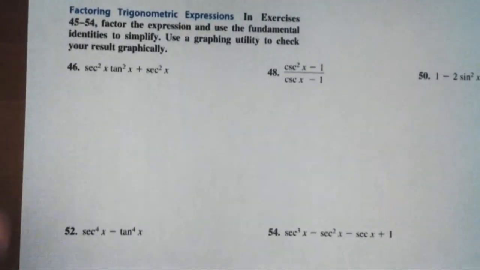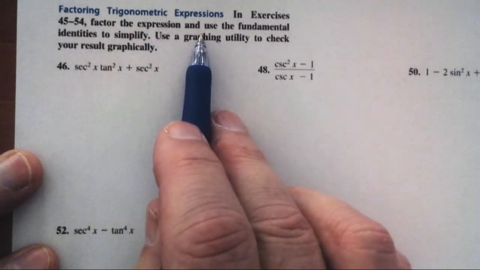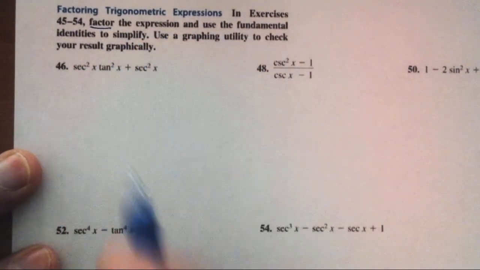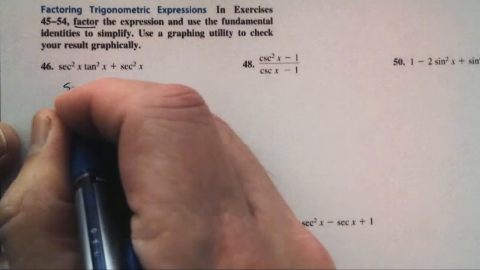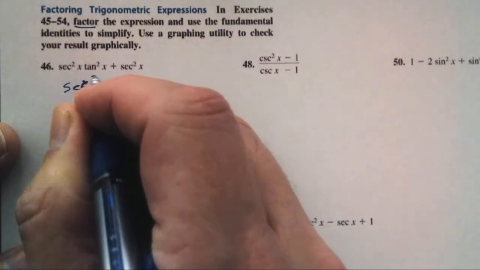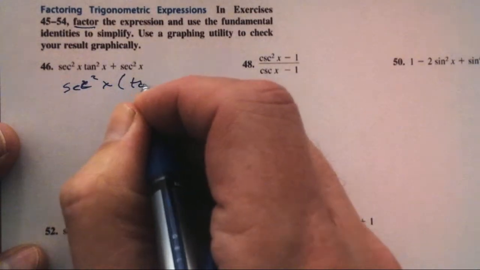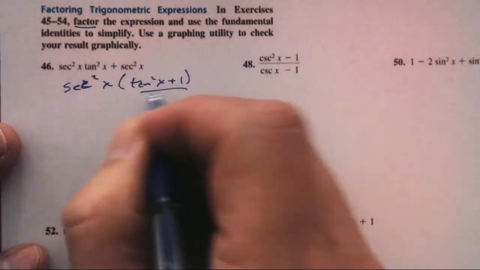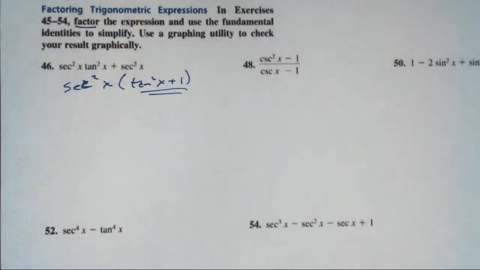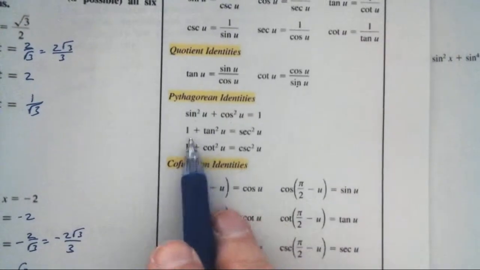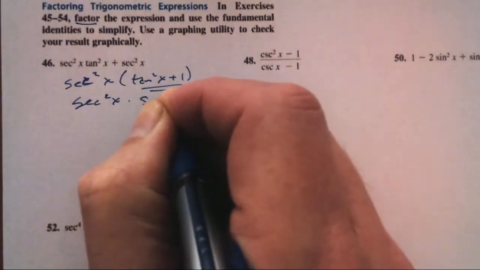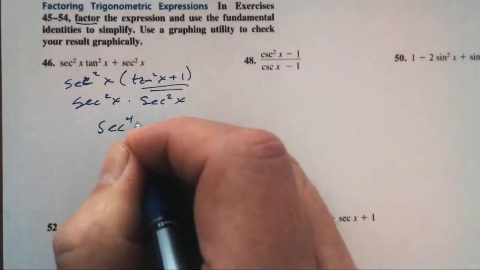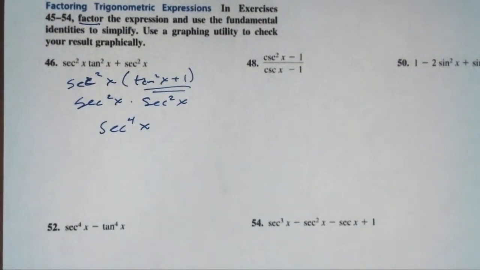Okay, I'm going to continue on. Factor the expression and use fundamental identities to simplify. Okay, I guess they're telling me what to do here. Factor, I get secant squared of x, I can factor out, and I'm left with tangent squared of x plus 1. Tangent squared plus 1, sure enough, is secant squared. So this is secant squared of x times secant squared of x, or secant to the 4th of x, and I don't think we're going to get any more simplified than that.